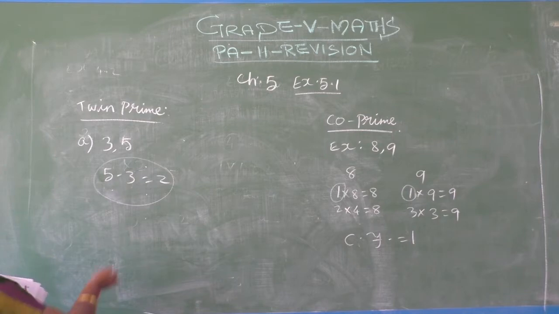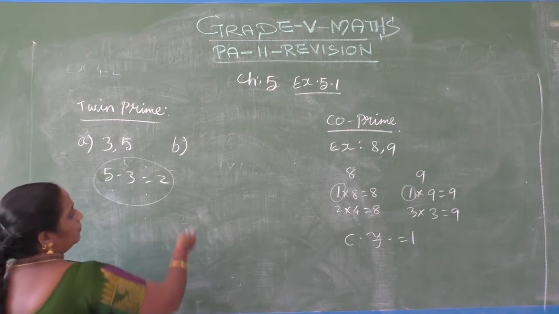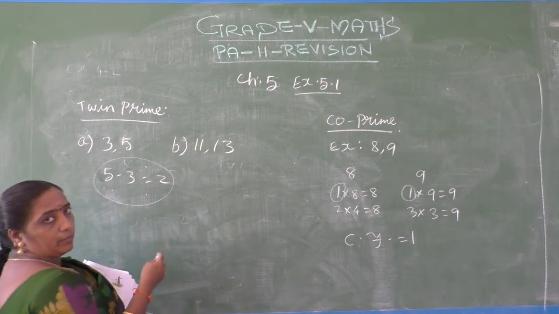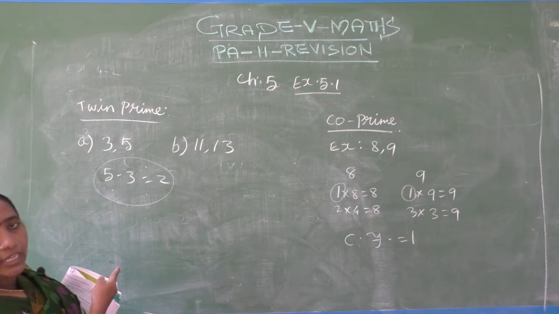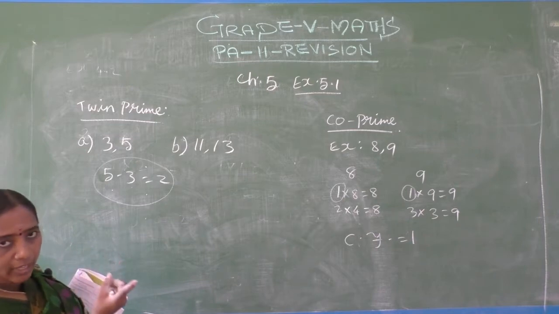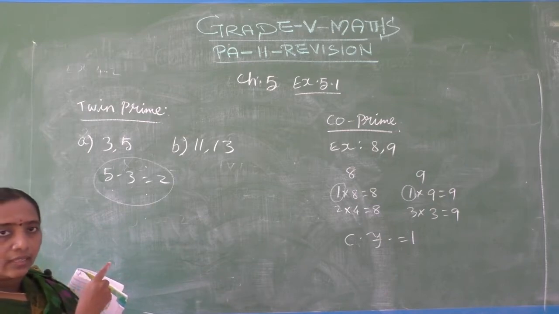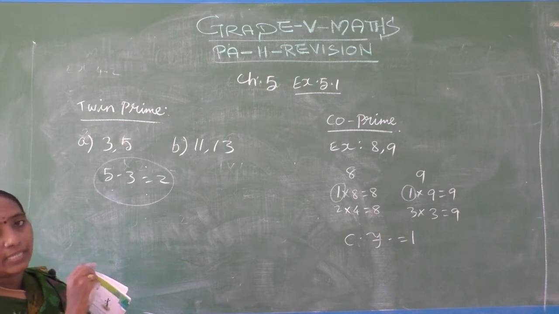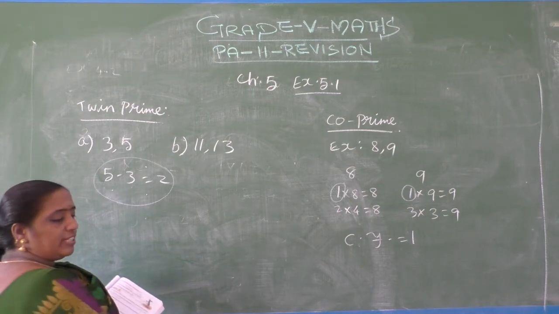Do you understand? So 3 and 5 is one pair of twin prime numbers. Then any other prime numbers, 11 and 13. 11 is a prime number, 13 is also a prime number. The difference between 11 and 13 is 2. That means we call it twin prime. Then 5 and 7. 5 is prime, 7 is prime. The difference is 2, so that pair is also twin primes. In your exam they will ask like that also: write 3 pairs of twin prime numbers. So you have to know. Then divisibility rules.